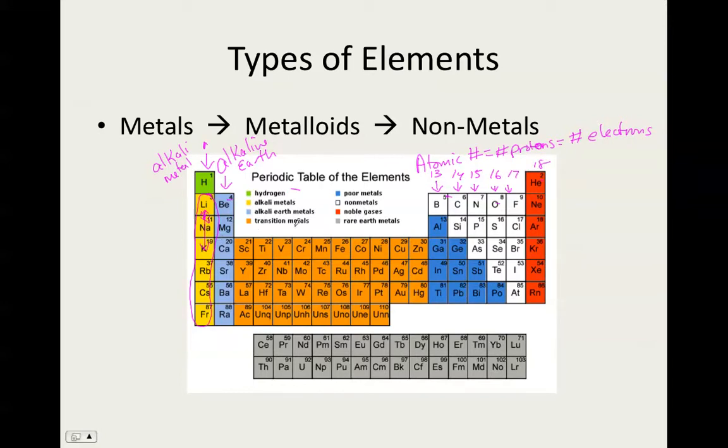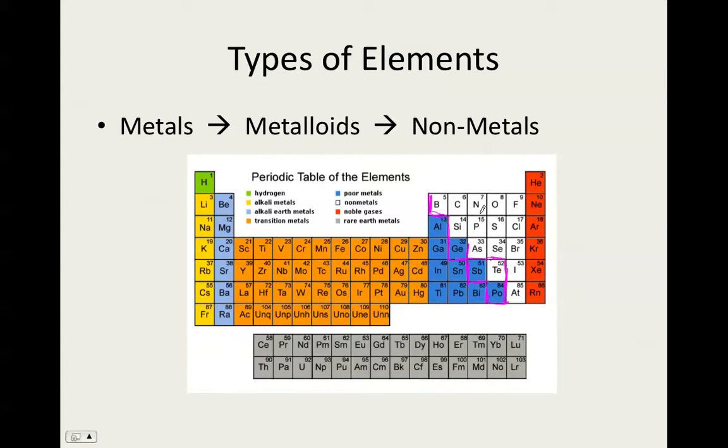Now, the periodic table is separated into 3 major parts. I'm just going to clear this off for a second. On the left-hand side of the staircase, and by staircase I mean this area right here, see, it almost looks like a staircase, you have what we call metalloids.